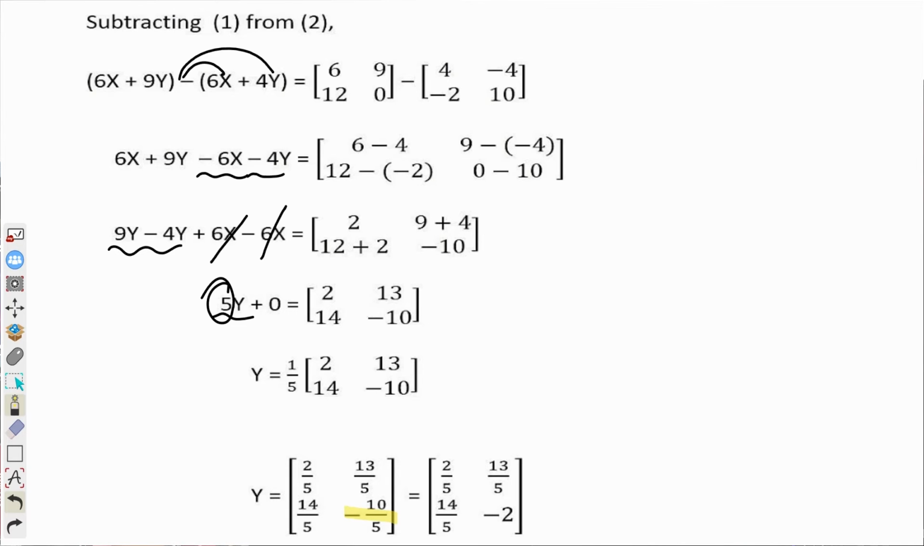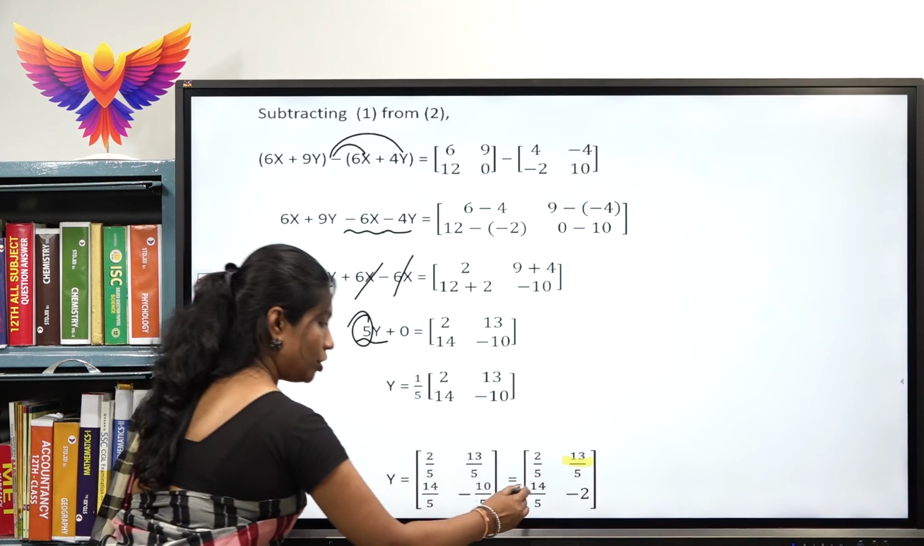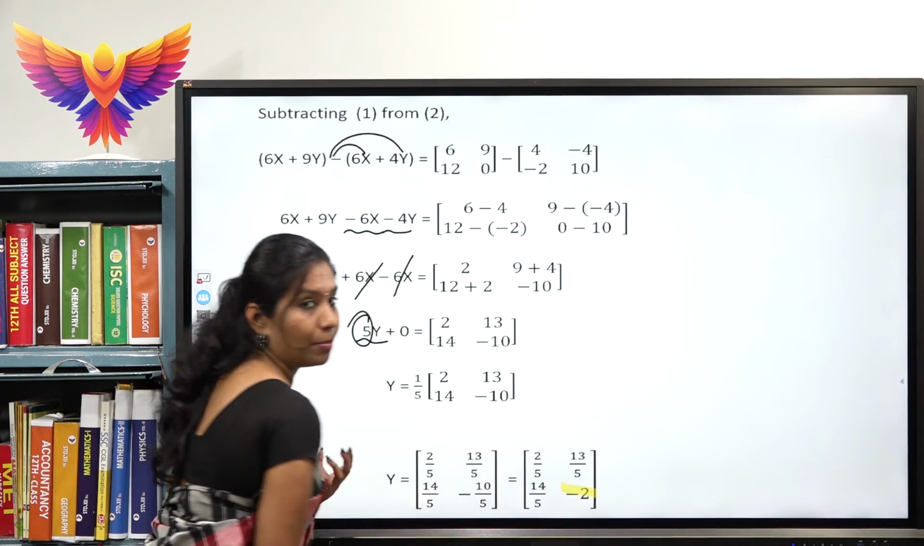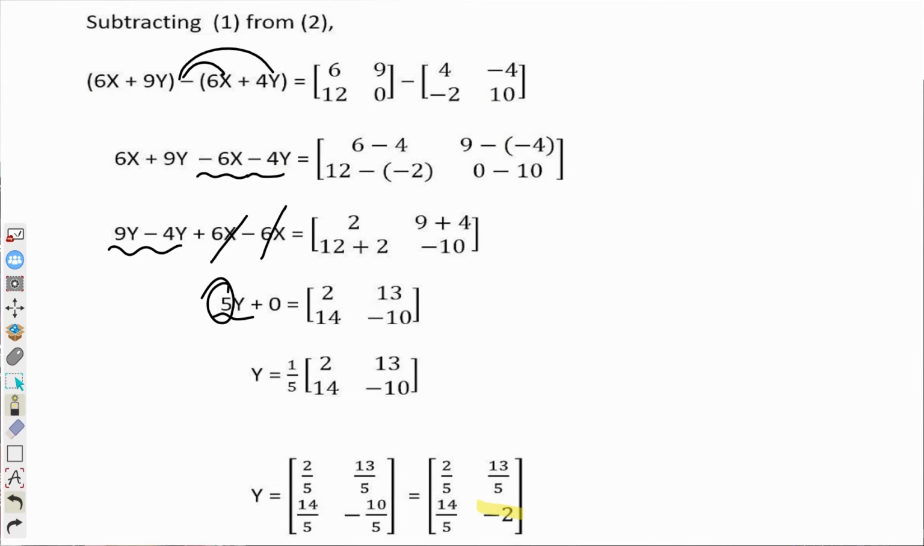After further simplification, I will be getting the value of y here as 2 by 5, 13 by 5, 14 by 5, and minus 10 by 5 is the one which can be reduced to the simplest form, which is minus 2. I got y is equal to this matrix, which is a 2 cross 2 matrix.